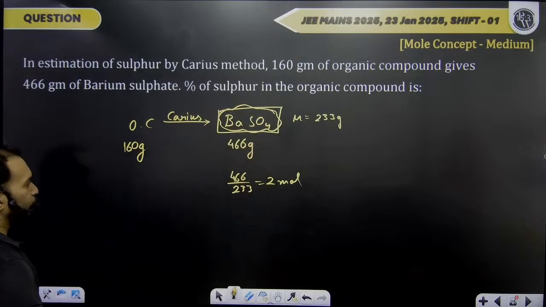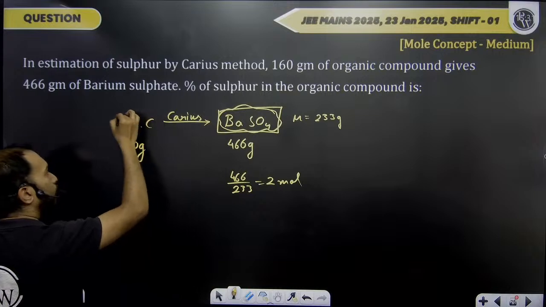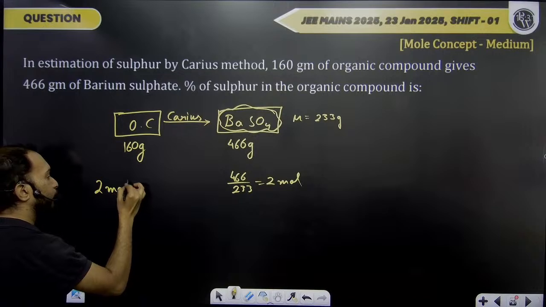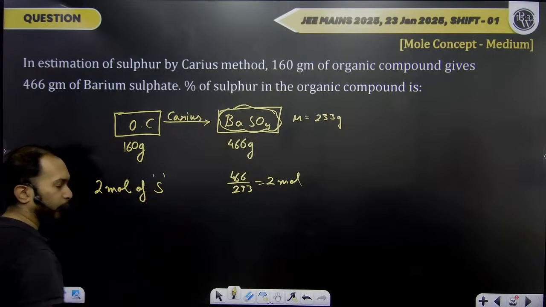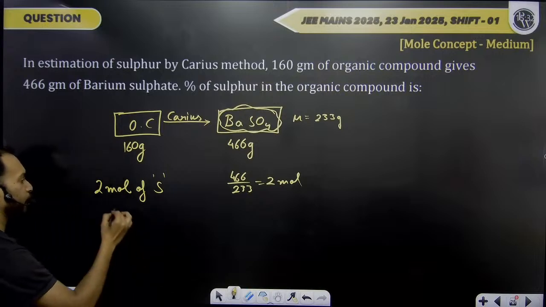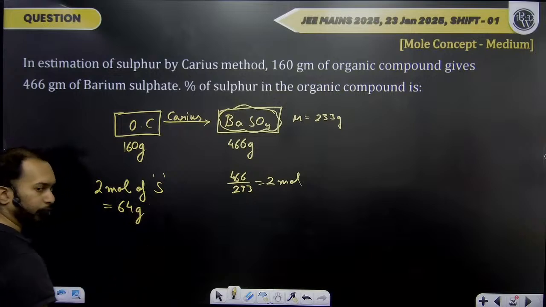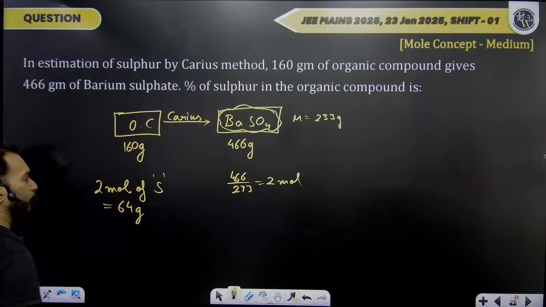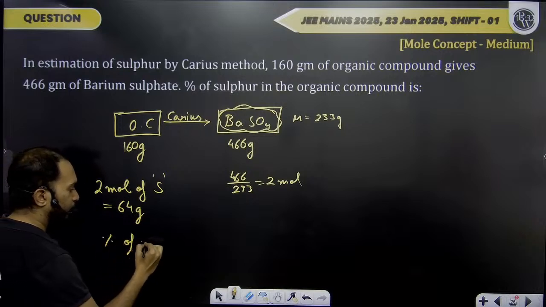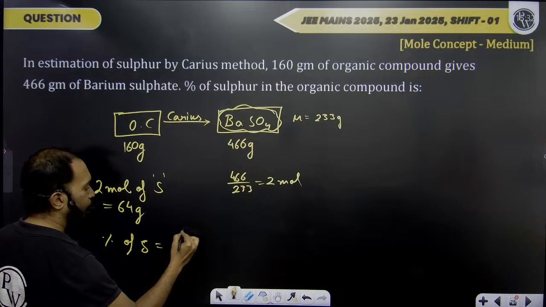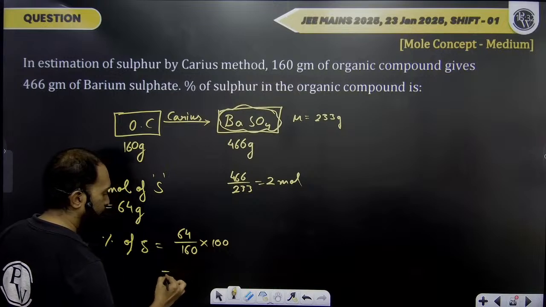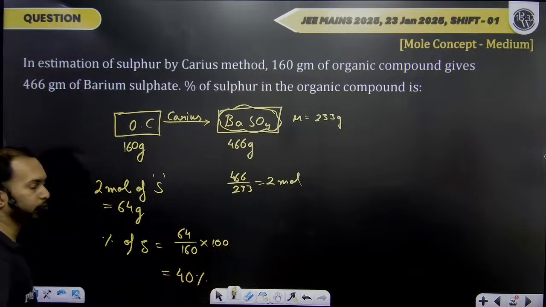So from here we get that in the organic compound, how many moles of sulfur were present? 2 moles of sulfur atoms were present over here, right? Mass of 1 mole sulfur is 32 gram. Mass of 2 moles sulfur is 64 grams. So that means 64 gram is sulfur. Out of 160 gram organic compound, 64 gram is sulfur. So the percentage mass of sulfur will be equal to 64 divided by 160 into 100. Calculate this, you will get 40%.